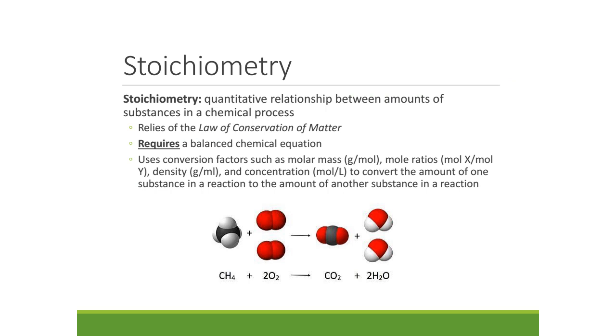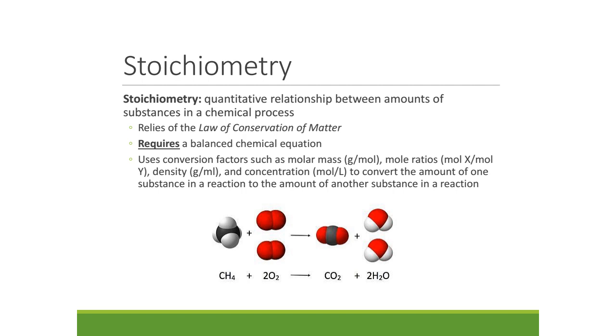So let's start off with a definition of stoichiometry. It's kind of a scary sounding word. But basically, stoichiometry is a quantitative relationship between the amounts of substances in a chemical process. It relies on the law of conservation of matter, which means it requires a balanced chemical equation. So you guessed it, we're going to have to be balancing some equations in these problems. All the problems that we do in stoichiometry have to start with a balanced chemical equation. If you don't have a balanced equation, you cannot do a stoichiometry problem.